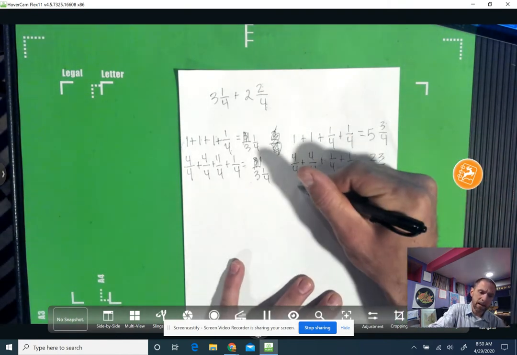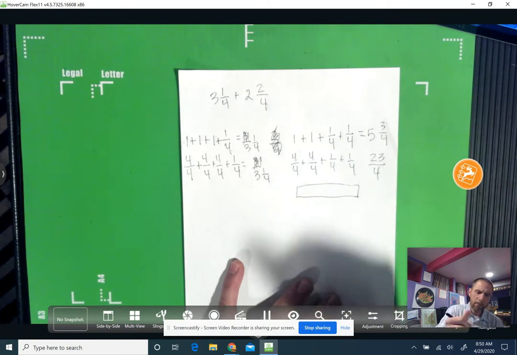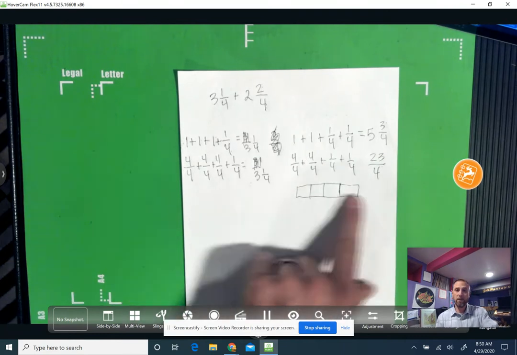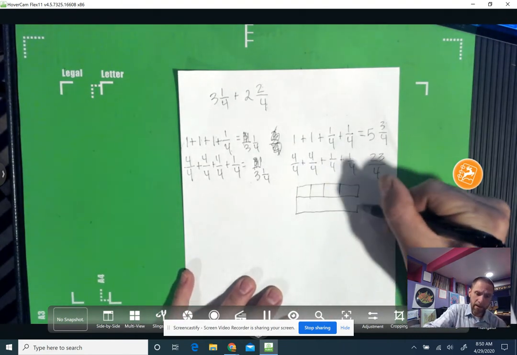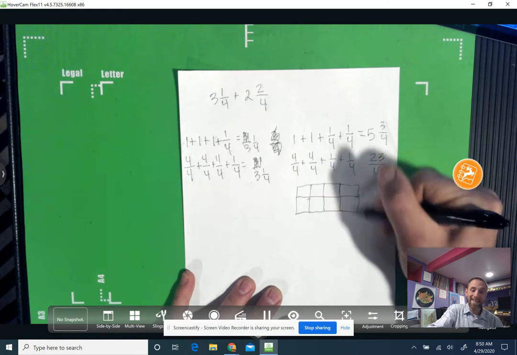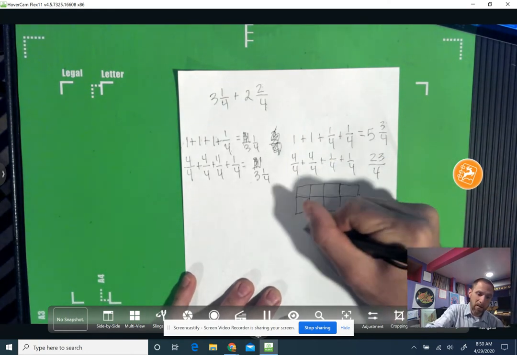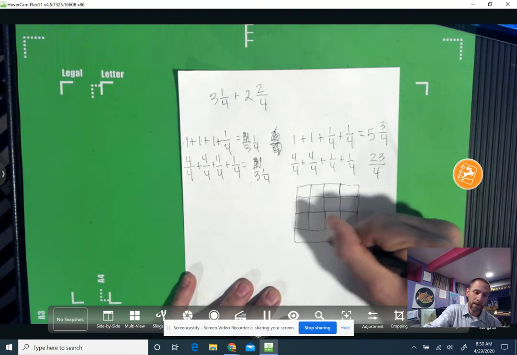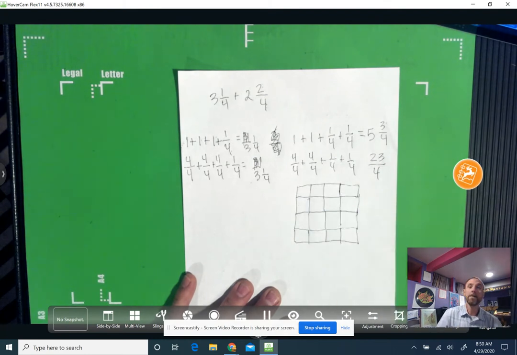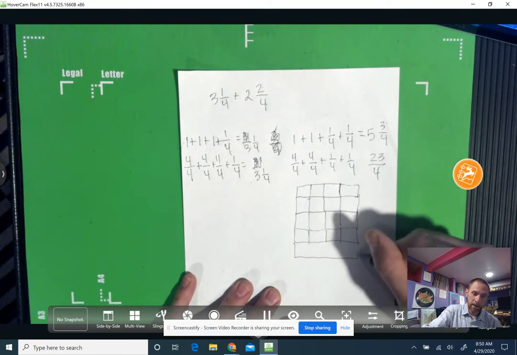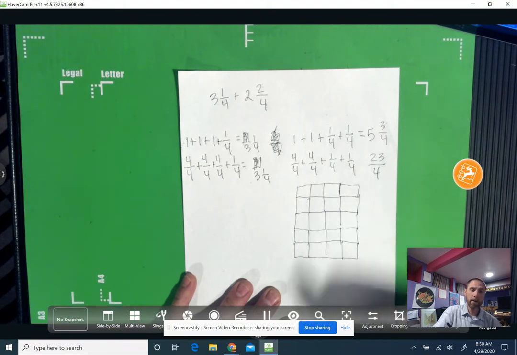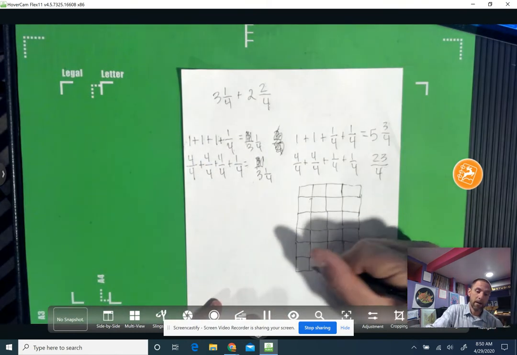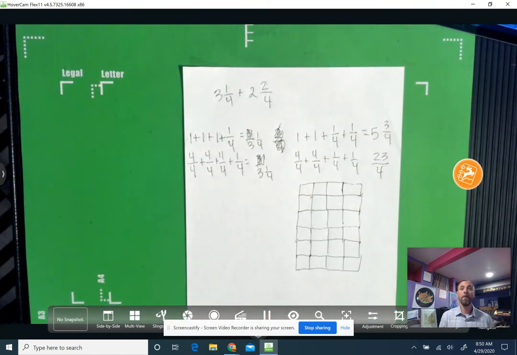So if we had a rectangle and we broke it into fourths, there we go. That's 4 fourths. And we'll do it again. That's 8 fourths. Do it again. 12 fourths. And again, 16 fourths. And again would give us 20 fourths. And then we have one more because we got to make 23. Now we have 24 fourths.